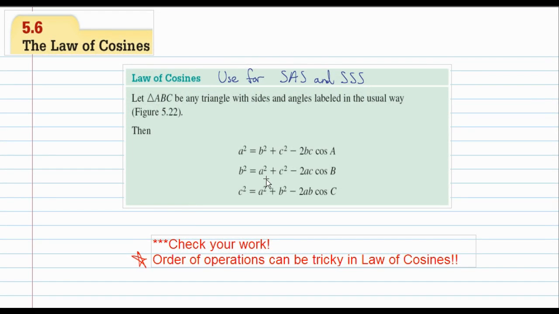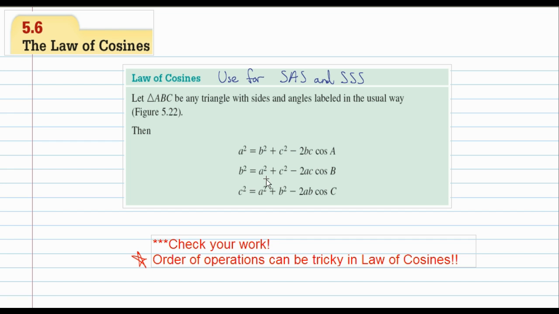This is the screencast for section 5.6, the law of cosines. In section 5.5, we did law of sines. The information we were given was partly an angle and the length of its opposite side. Well, what if we aren't given an angle and its opposite side? What if we're given another combination of information?